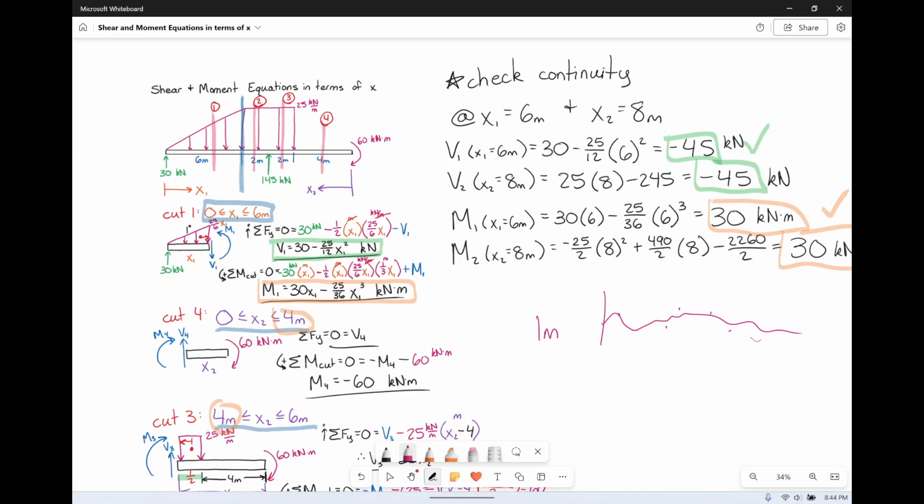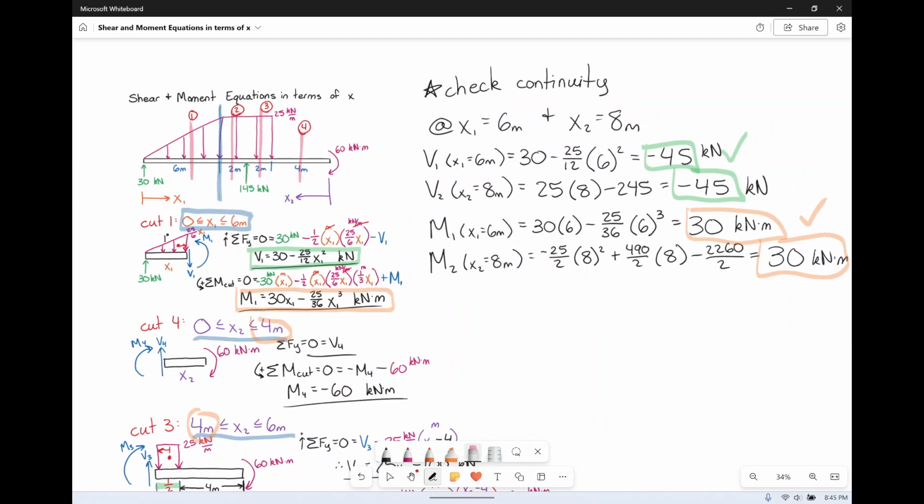Is it glamorous? Not really. Does it work? Sure. But there are definitely better methods to do plotting than getting these shear moment equations of X. But that's how we do them.